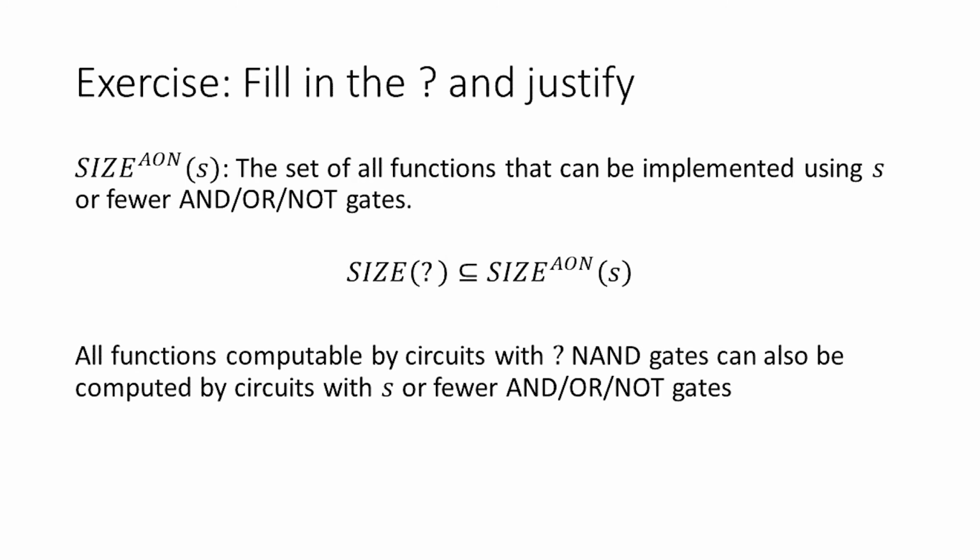All right, now it's your turn. Here we're trying to prove something similar to what we just showed, but we're kind of going in the opposite direction. So what's the upper bound on our NAND circuit size that is still going to allow us to conclude that any function that can be computed with a NAND circuit of a certain size could also be computed with an AND, OR, NOT circuit of a certain size? So basically fill in the question mark that's going to cause this statement to be true, and then justify your choice of that question mark.